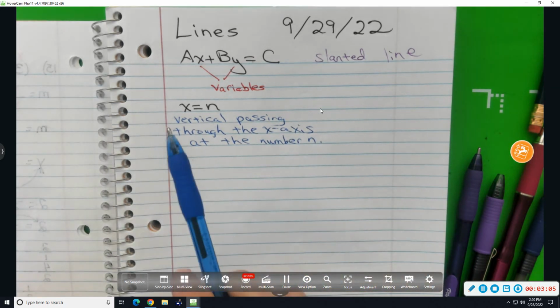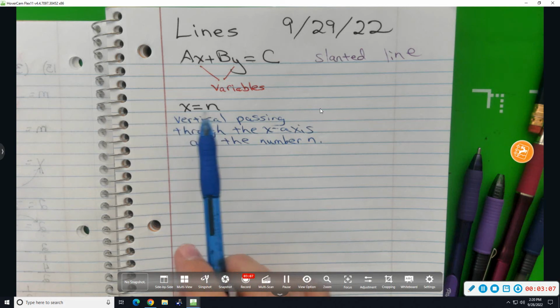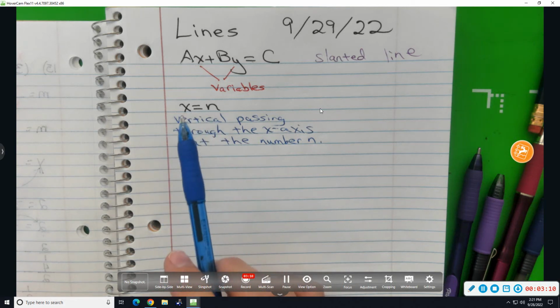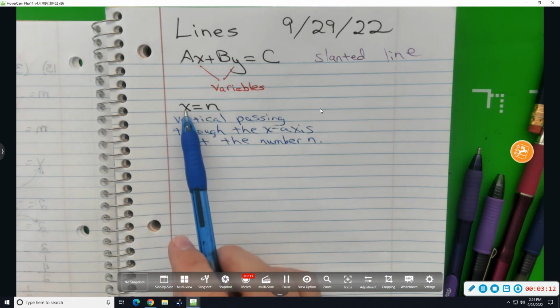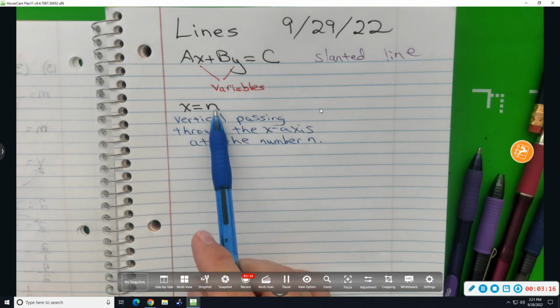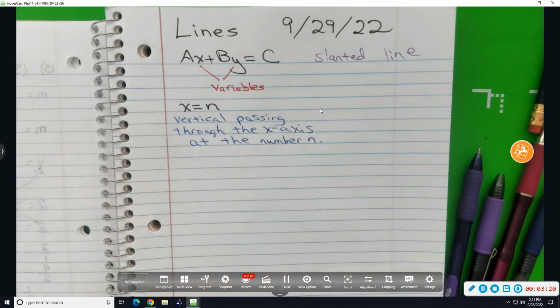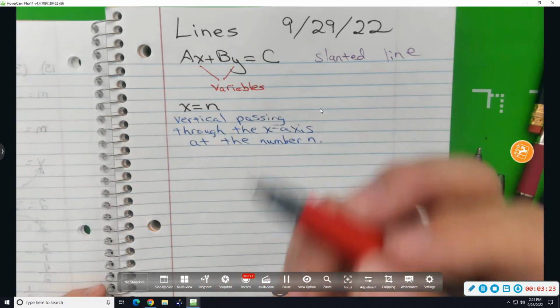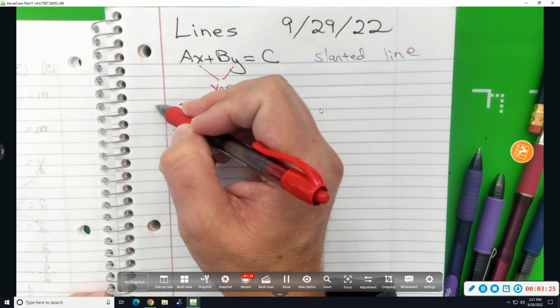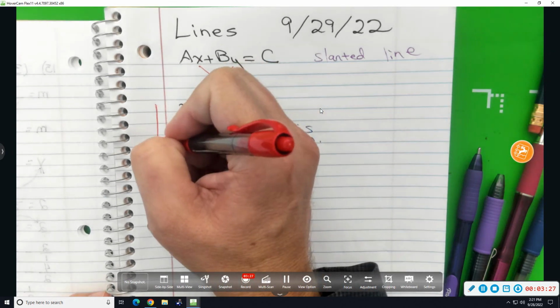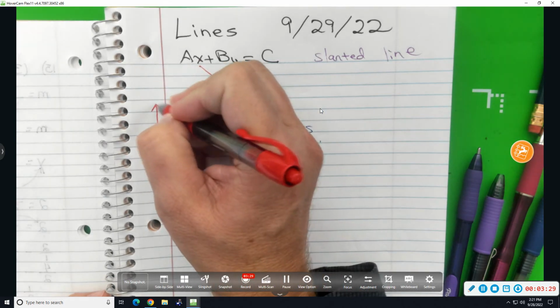If your equation contains only an x and no y, the graph is vertical. That variable there says what axis the line passes through. This number here says what number it passes through on the x-axis. And just a reminder, a vertical line is up and down. That's what I mean by vertical.